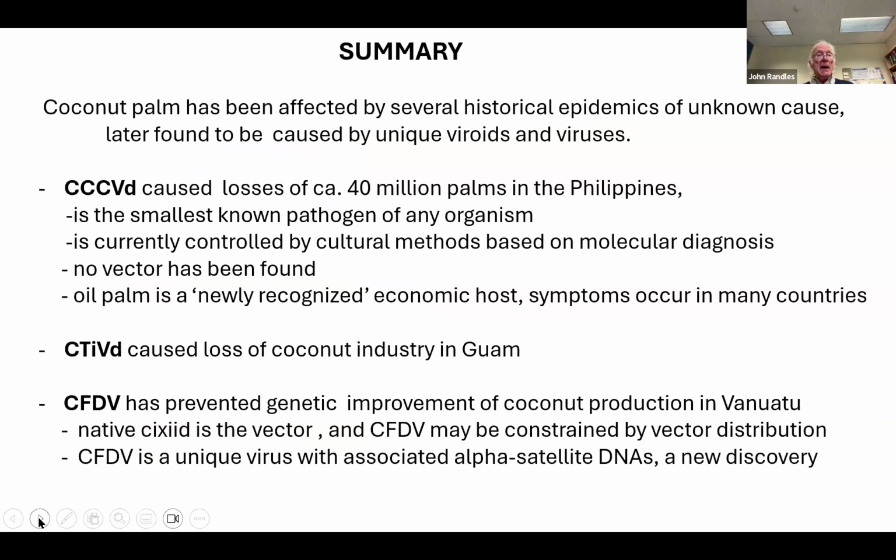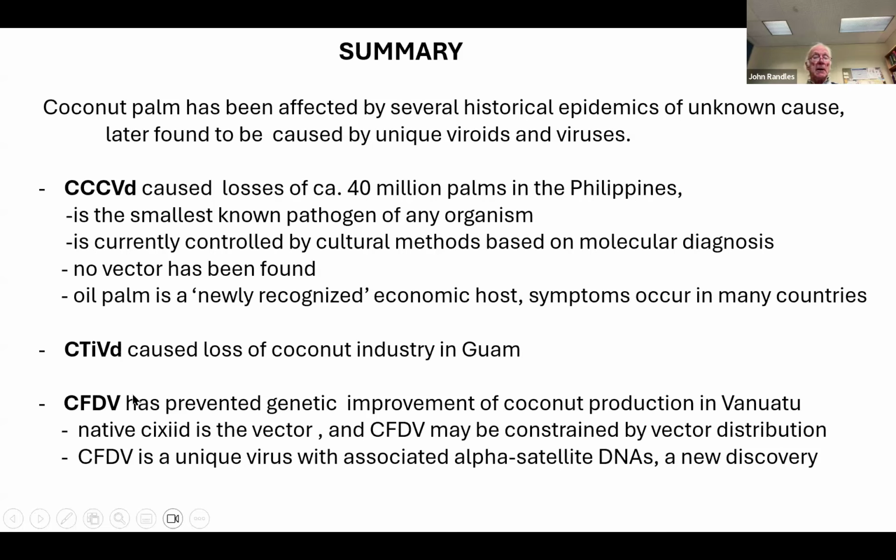So let me summarize. Coconut palm has been affected by a number of historical epidemics, and that's why these agents have been found. Karang caused losses of around 40 million palms overall in the Philippines. It's the smallest known pathogen of any organism. It's currently controlled by cultural methods based on molecular diagnostic methods. We still don't know, we've never found a real vector. We know that you can transmit the virus through pollination, but the rates are quite low.